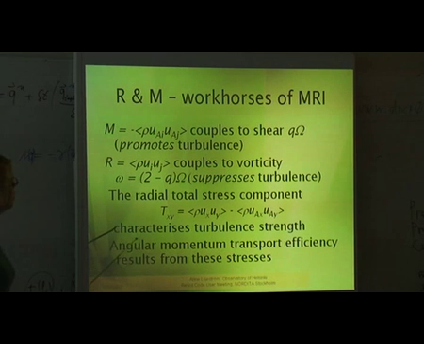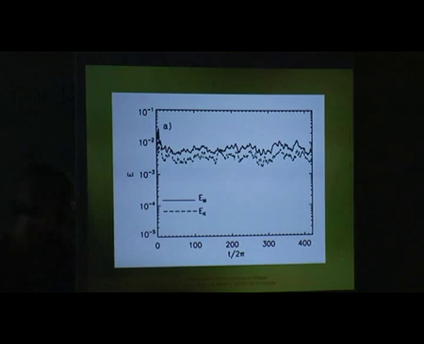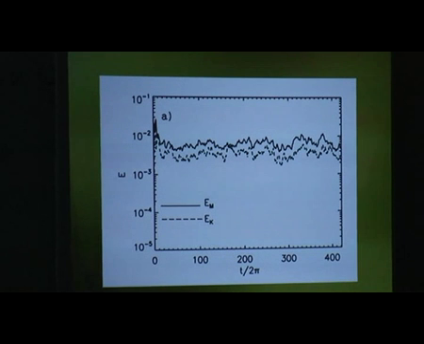So we can write down the radial total stress component to be R plus M, because M is negative. And this characterizes the turbulence strength. And the angular momentum transport efficiency results from these stresses. So this is where we stand. And this is just to show you a very basic turbulent flow.